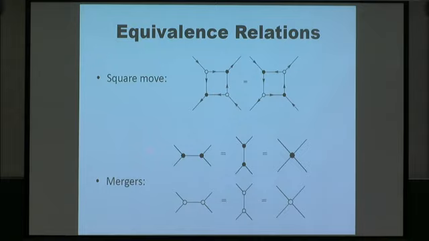Furthermore, you have what are called merger operations. For example, if I have two black vertices connected to each other, I can merge them into an effective 4-point vertex and then unmerge them in a different channel. Same thing if I have two white vertices connected.